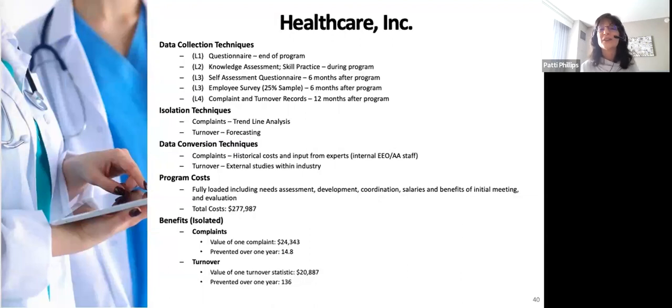So, okay, here's our case study. This is one of the case studies that you'll receive in the portal. In this case study is a healthcare organization. They had a real problem with hostile work environment. So they had to make some change. They had a lot of turnover and a lot of complaints. They solved the problem with a very simple and inexpensive solution.